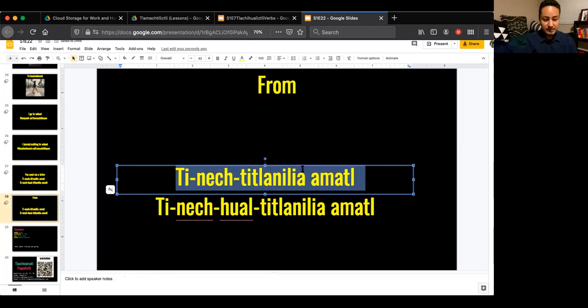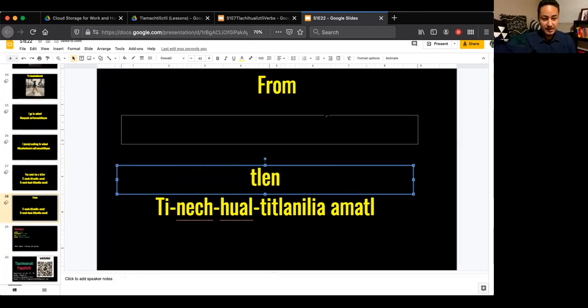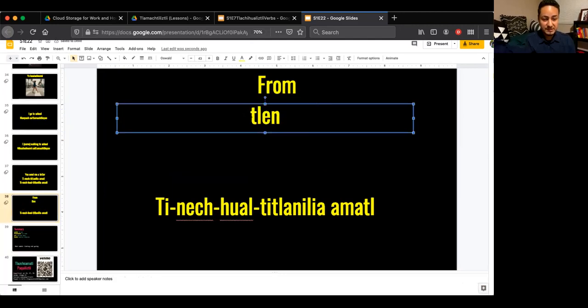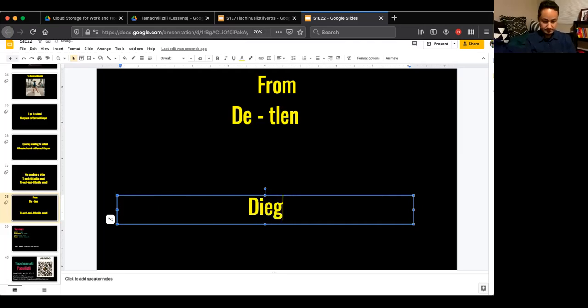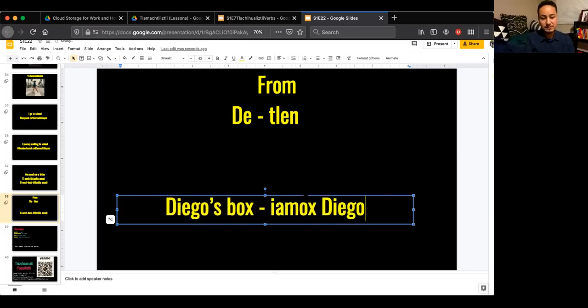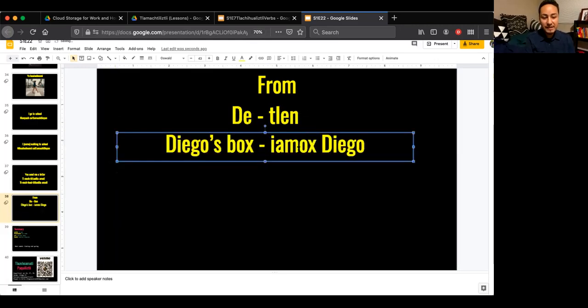But in modern Nahuatl, they'll use this word tlen. This word tlen is borrowed from Spanish, de, from de. But since Nahuatl doesn't have the letter D, they use this word tlen. So they would say, for example, like Diego's book. Like in Spanish, well, you know how I taught you, you could say, y amos Diego. And this is the way I prefer because it's a traditional way to say it, y amos Diego. But you'll sometimes see this.